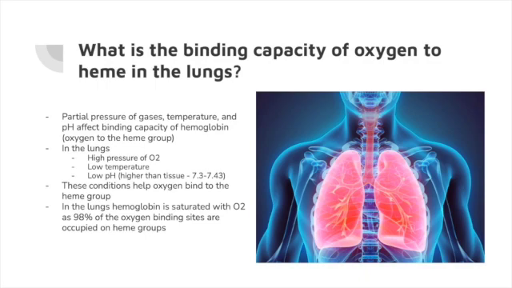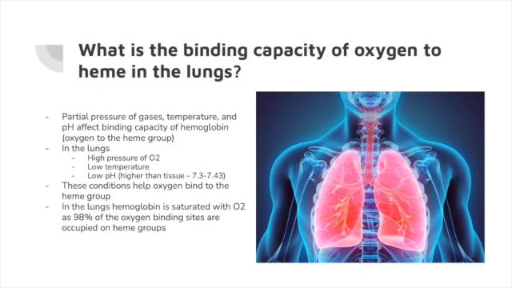So what is the binding capacity of oxygen to heme in the lungs? Partial pressures of gases, temperature, and pH affect the binding capacity of hemoglobin, specifically oxygen to the heme group. In the lungs, there is a high pressure of O2 because you're breathing in oxygen, and there's a low temperature and a low pH. But the pH in the lungs is higher than in the tissue, about 7.3 to 7.4. And these conditions ultimately help oxygen to bind to the heme group.